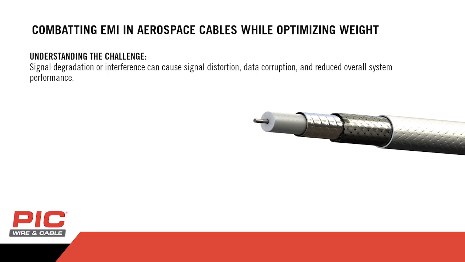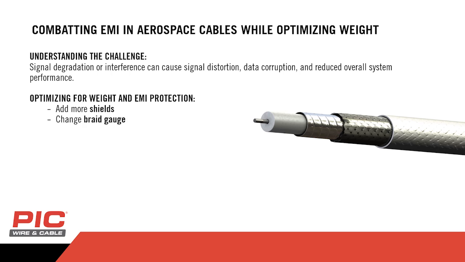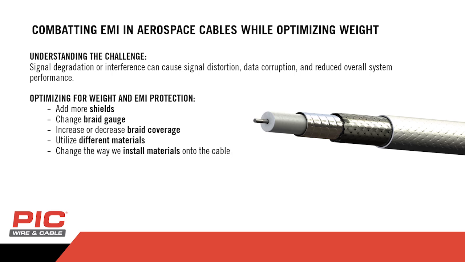In defense applications, aerospace cables can require additional protection against electromagnetic pulses to prevent sensitive electronic systems from threats as well. There are many ways we can protect against EMI while designing a cable while still optimizing for weight. We can add more shields, change the gauge of the braid, increase or decrease braid coverage, utilize different types of materials, and even change the way we install the material onto the cable. Let's look at a few examples of what these shielding options look like.